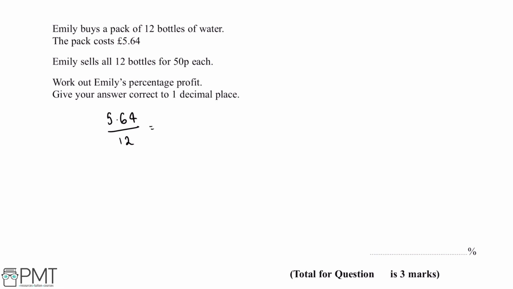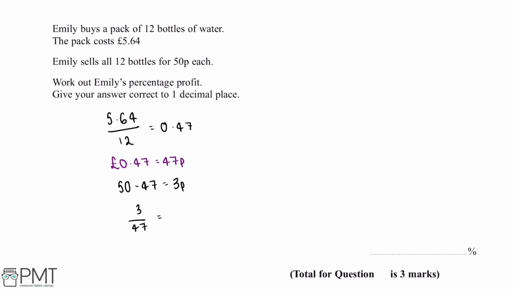So if we put 5.64 divided by 12 into our calculator, this will give us an answer of 0.47. Now £0.47 is equal to 47p. So if she sells her water bottles for 50p and she bought them for 47p, then this means that her profit on each water bottle was 3 pence. So in order to work out Emily's percentage profit, we can do the amount of profit she made from each water bottle divided by the original cost of the water bottle, which is 3 divided by 47.